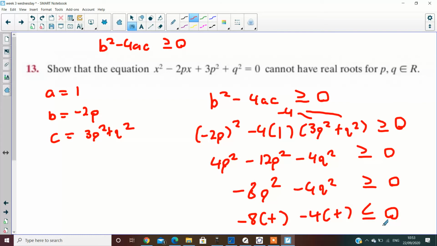It can have equal roots though, couldn't it? Could it have equal roots? What happens if I set p equal to 0 and q equal to 0? What happened then? It would have equal roots, wouldn't it? So the question isn't that well designed, is it? So therefore I can have equal roots, but I can't have two distinctly different real roots. Somebody needs to rewrite that, okay?